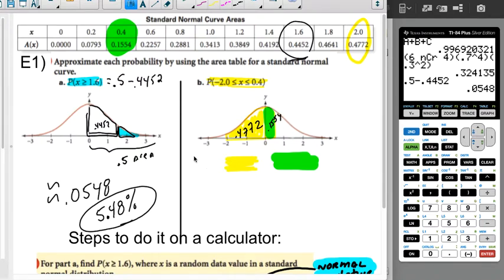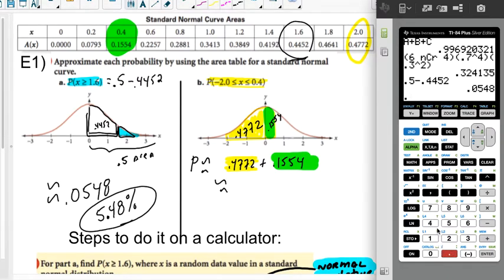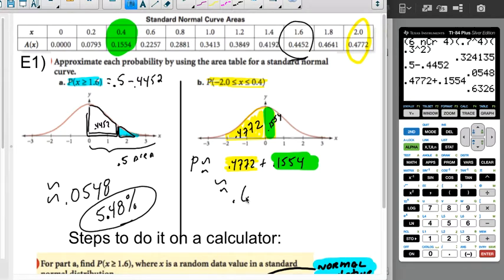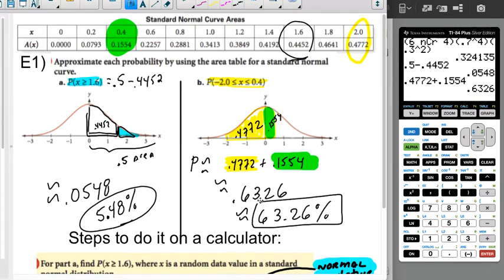So if I add those, my probability is approximately 0.4772 plus 0.1554, which I can add together. 0.4772 plus 0.1554, and I get that there's a probability of 0.6326, which would be 63.26%.